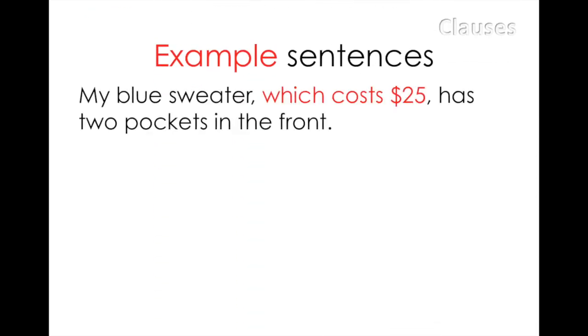My blue sweater, which cost $25, has 2 pockets in the front. In this sentence, the which cost $25 can be removed and the sentence will still make sense. My blue sweater has 2 pockets in the front. Here the which clause makes the sentence more descriptive, but it is not essential. Note, this which clause is sandwiched between 2 commas.